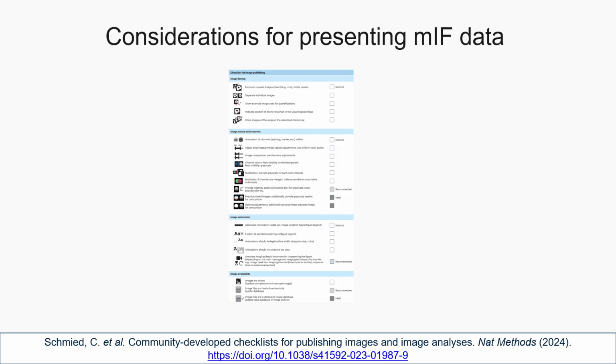Presenting multiplex immunofluorescence data requires careful attention to both scientific rigor and visual clarity. This checklist shown here comes from a recent community-developed guideline for image publication. The goal of these recommendations is to improve transparency, reproducibility, and data interpretation. When presenting fluorescence images, we should consider factors such as image scaling, brightness and contrast adjustments, color selection, annotation of image features, inclusion of scale bars, and documentation of image processing steps. Importantly, any adjustments applied during image preparation should be reported and should not misrepresent the original data.